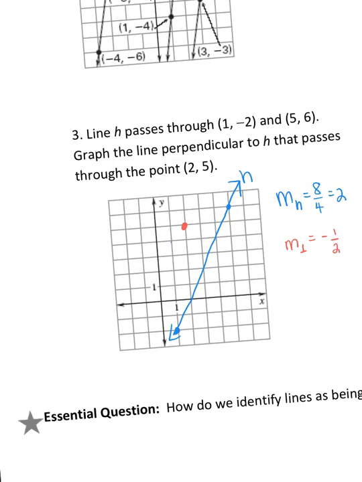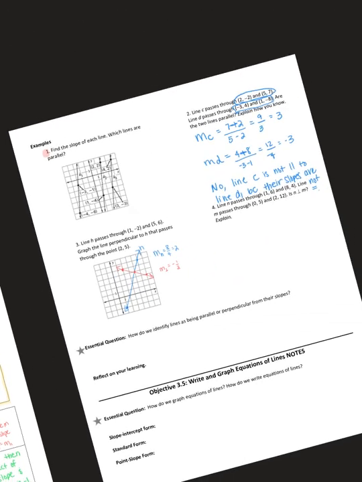And now we know that our red line passes through the point (2, 5), and it needs to have a slope of negative 1/2. So we're going to go to (2, 5), drop down 1 over 2, drop down 1 over 2. And there is our line that is perpendicular to line H. Okay, so there's number 3. Number 4 is going to be left for you to do.